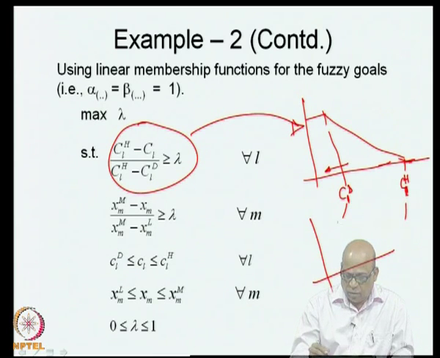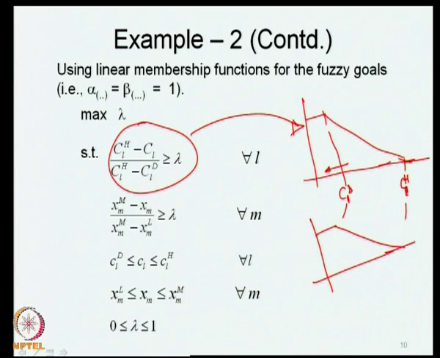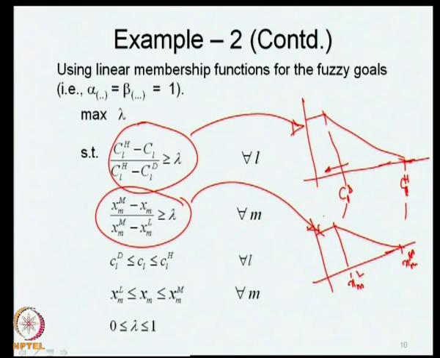Similarly, for the dischargers, we will have a membership function similar to this. We will call this XML and this we call XMM, which means the dischargers will say that we would prefer to have the treatment levels lower than XML, but anything higher than XMM is not acceptable to us. So, this is the membership function associated with the dischargers. Then we will have crisp constraints. These are the crisp constraints.